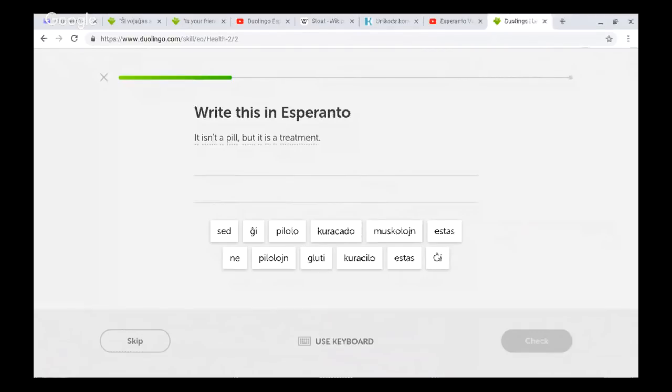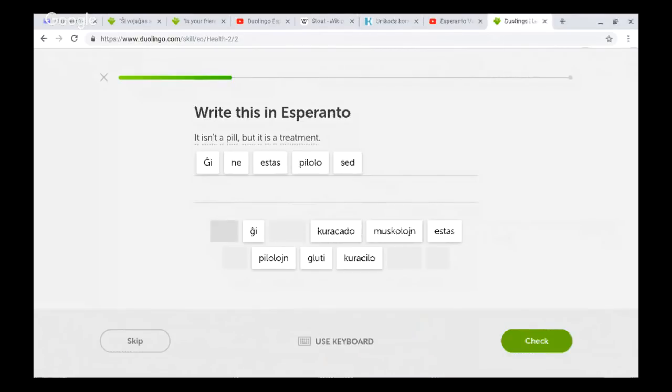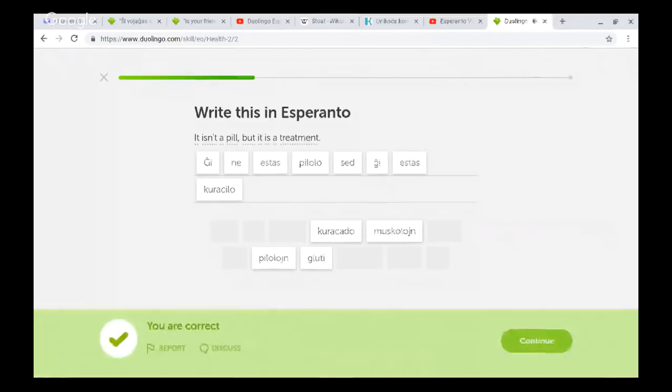Who knows how to say that one? Capital letter G. Ĝi ne estas pilolo, sed ĝi estas kuracilo. That's what I would say. Ĝi ne estas pilolo, right? With estas, we don't need the N. Ĝi ne estas pilolo, sed ĝi estas kuracilo. Good.